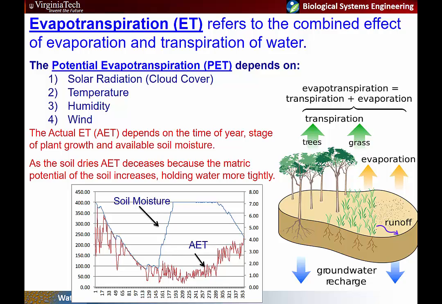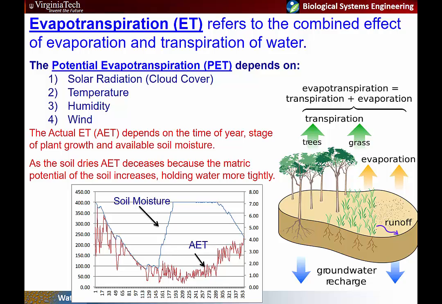There's excess moisture. As we proceed through the growing season, plants are removing soil moisture, soil water, so that's falling. The soil moisture level falls. You get a concurrent fall in that actual evapotranspiration. There's less moisture to remove. Hence, plants remove less of the moisture.